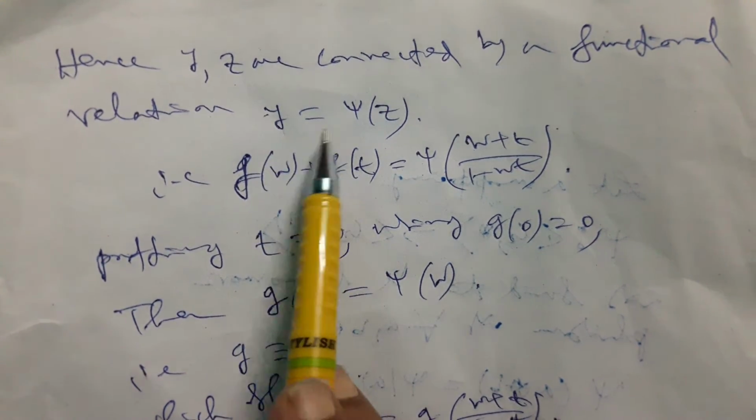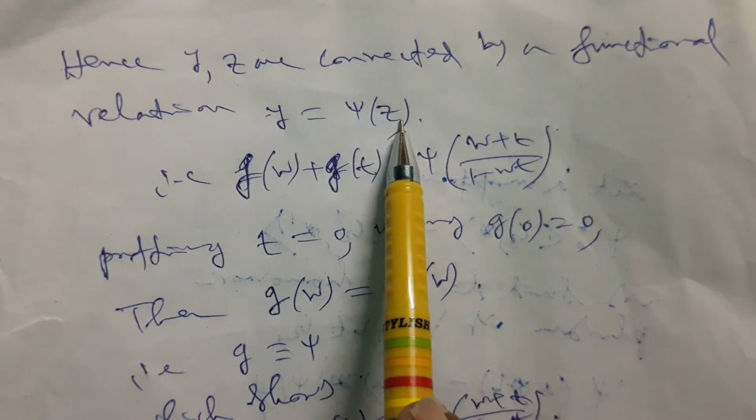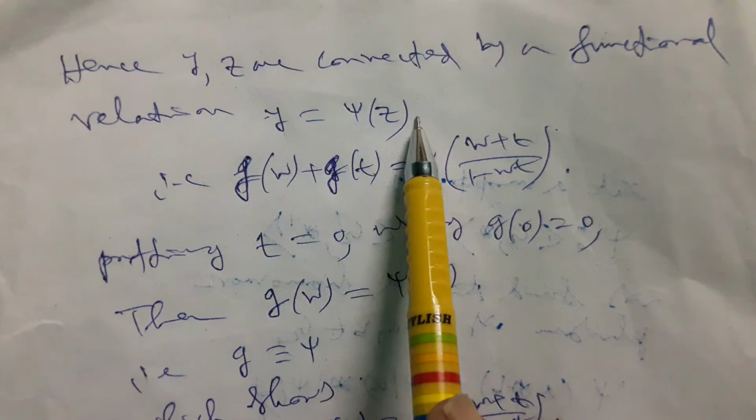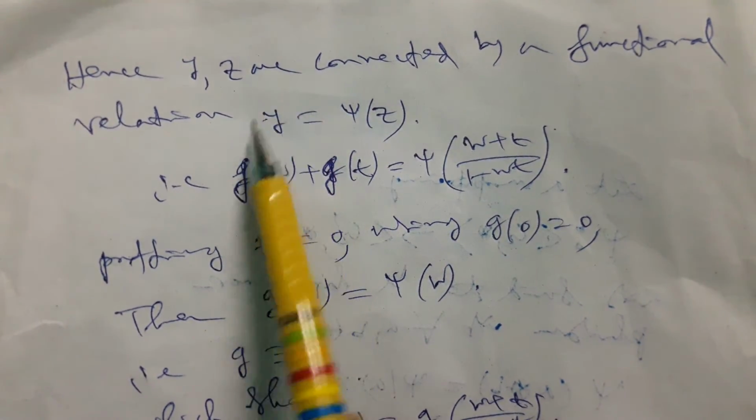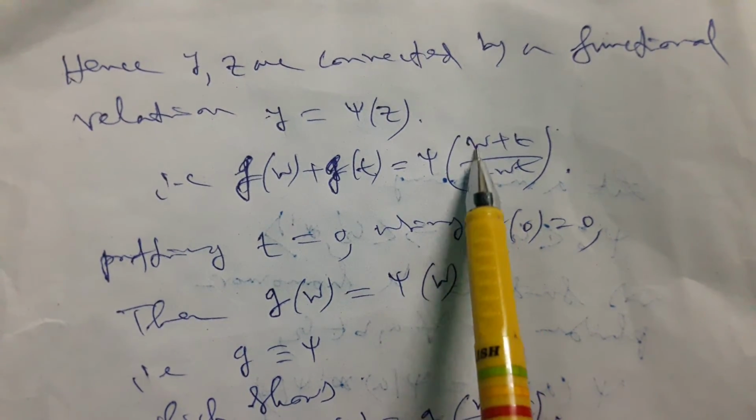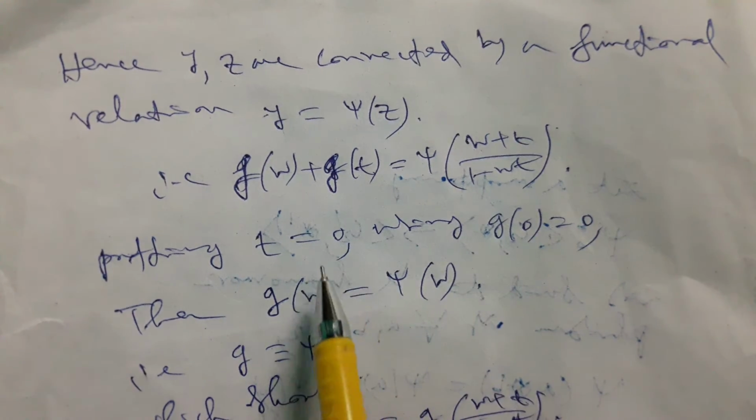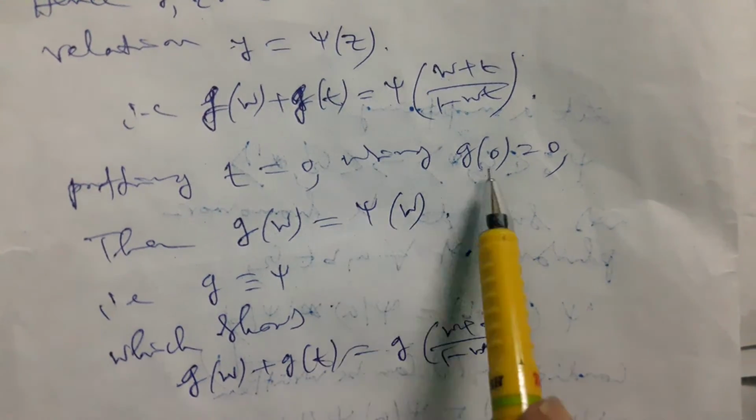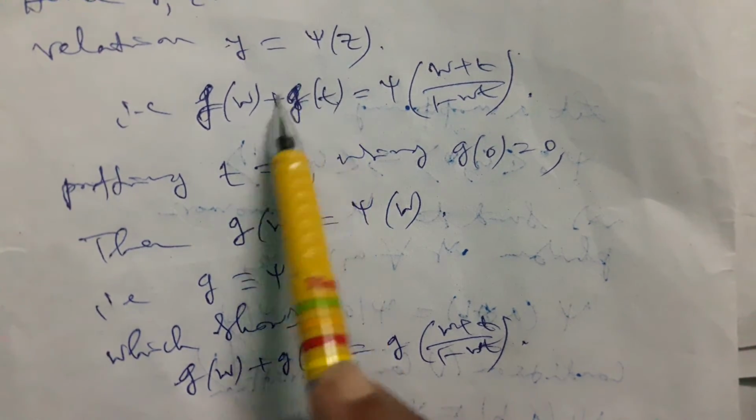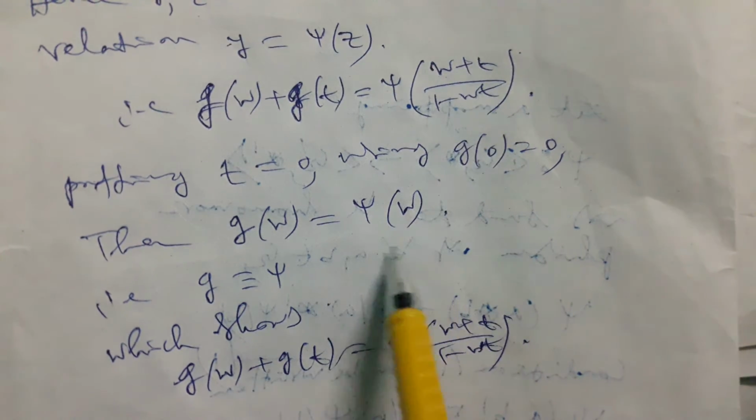Since they are functionally dependent, there is a functional relation, which will be taken as y equals psi of z. Now our objective is to prove that the function g is equivalent to psi. So it's clear that y, which is g(w) plus g(t), equals psi of z, substituting the value of z, that is (w plus t) by (1 minus wt). Now putting t equals 0 and using g(0) equals 0, g(w) will be equivalent to psi(w).